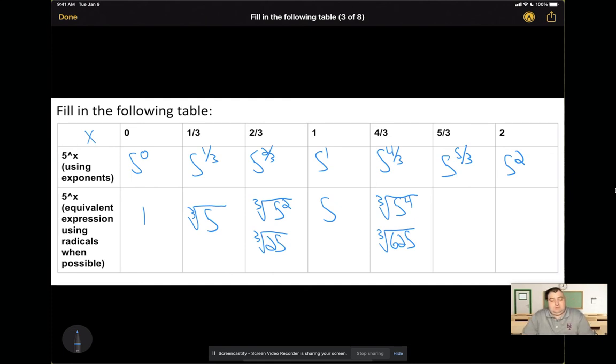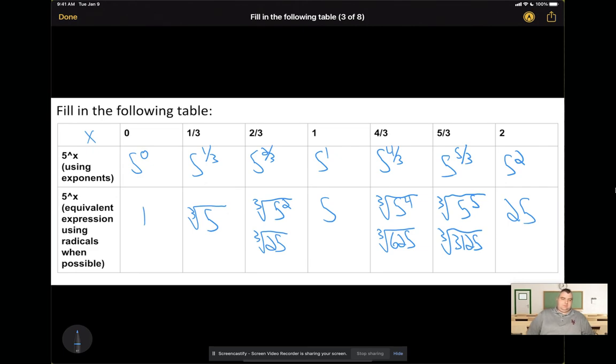5 to the power of 5/3. So this is going to be the same thing. It's still going to be a cube root because of the denominator, but now it's going to be the cube root of 5 to the 5th power, which could also be equivalent to the cube root of 3,125. And again, how did I get that? 5 to the 5th is 3,125. Okay. Last one in the table, 5 squared. That's easy. That's 25. We should know that already.